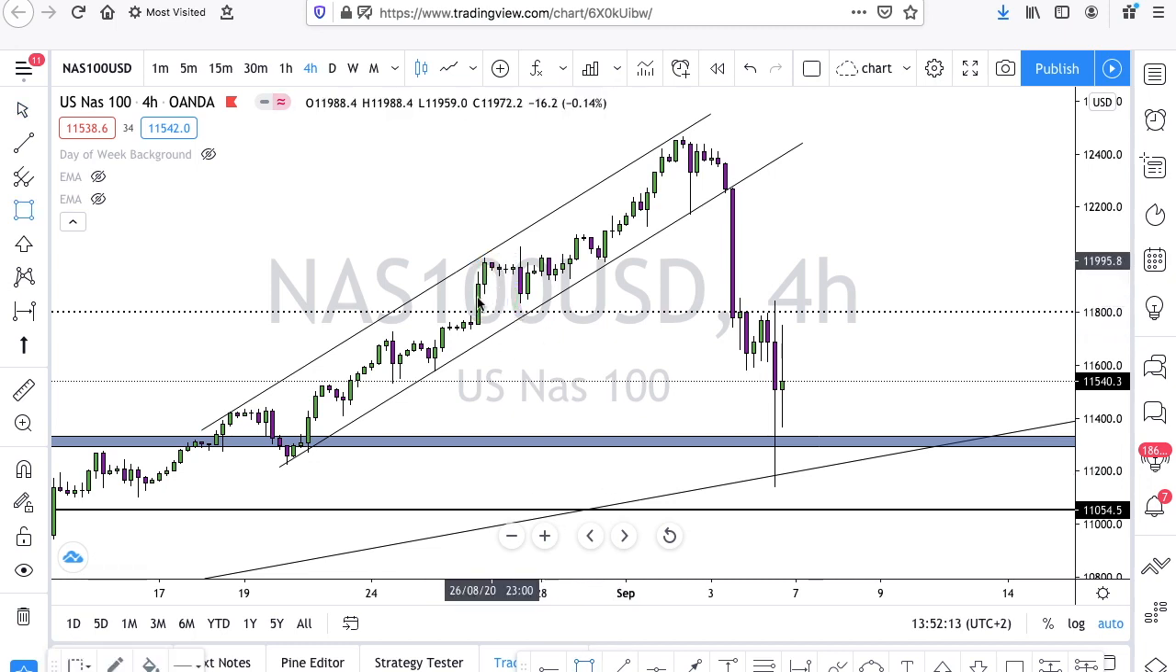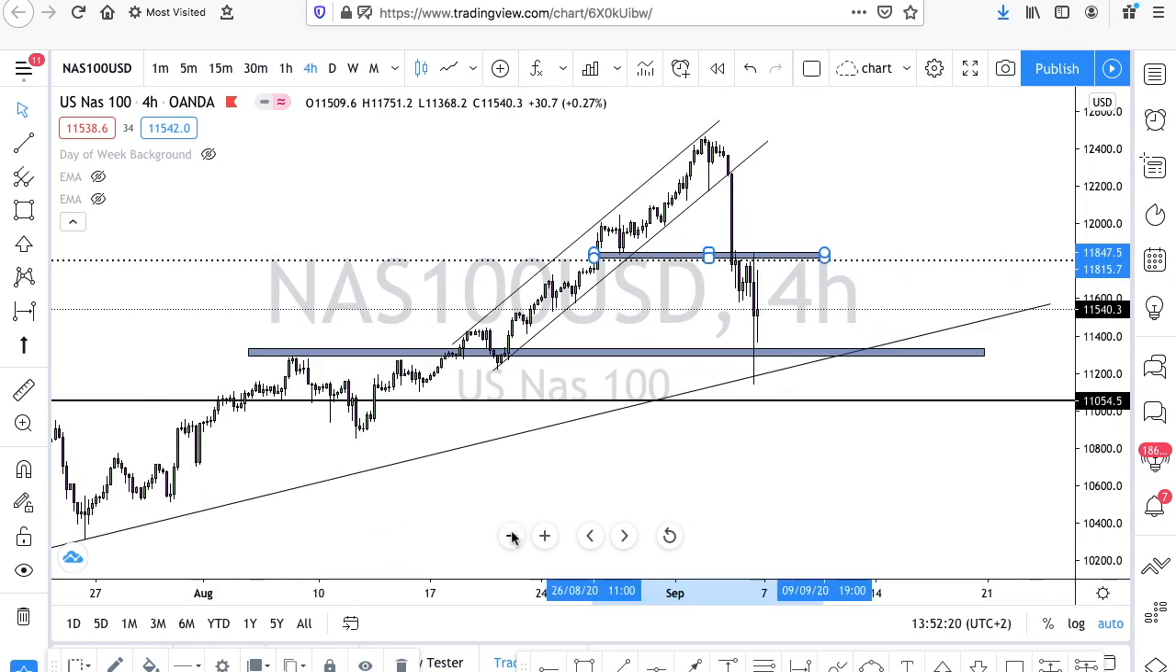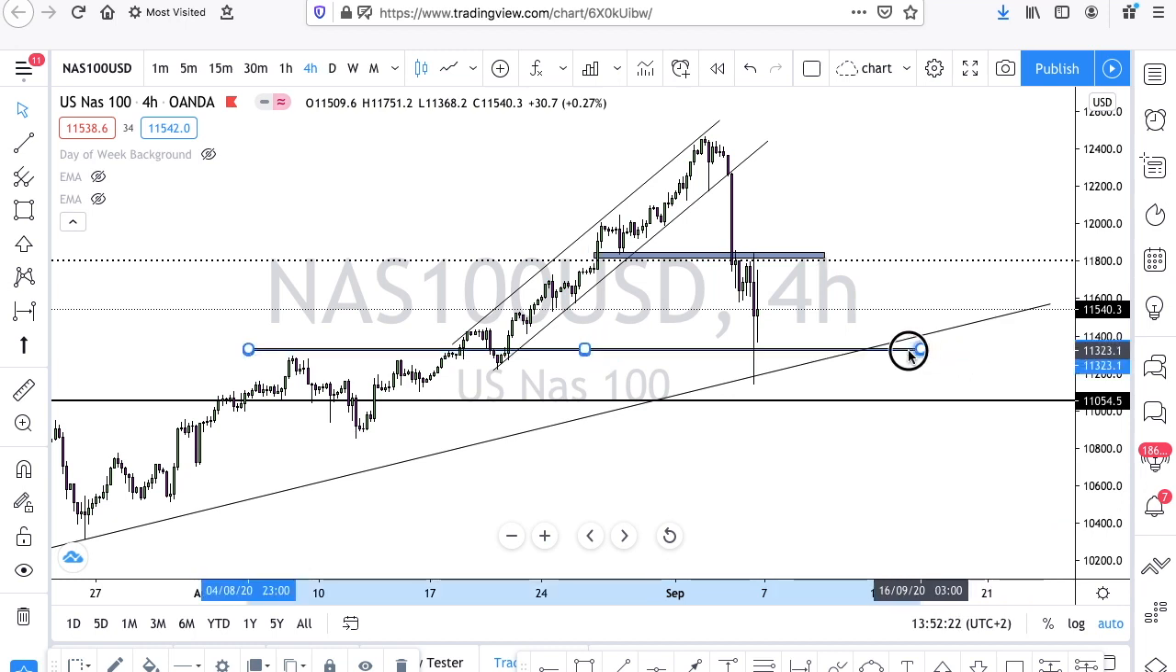There's this level here, there's this level here, there's this level here. Just try and keep the charts as clean as possible.